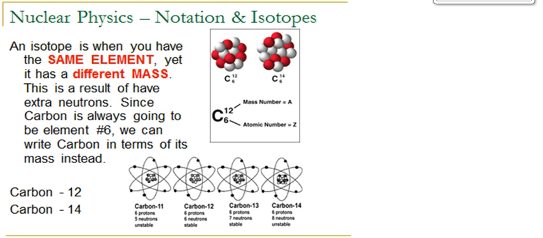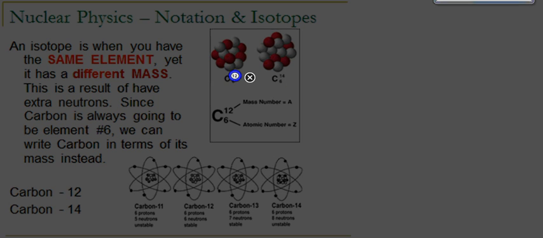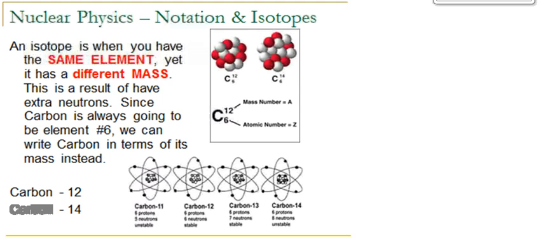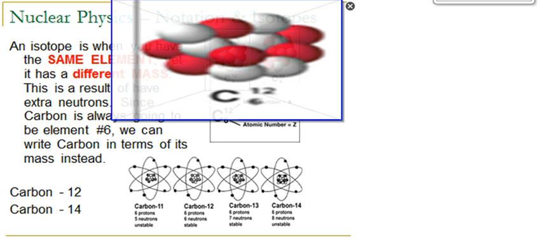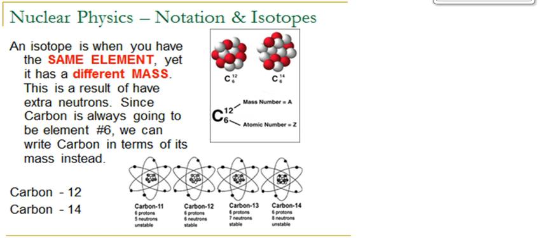So carbon is carbon because it has 6 protons. You see 6 right here. If I gave it 7, it would no longer be carbon. But I can change the number of neutrons. And if you change the mass of carbon, it becomes an isotope. Carbon normally is found as carbon-12: mass of 12, 6 protons, 6 neutrons in the nucleus.